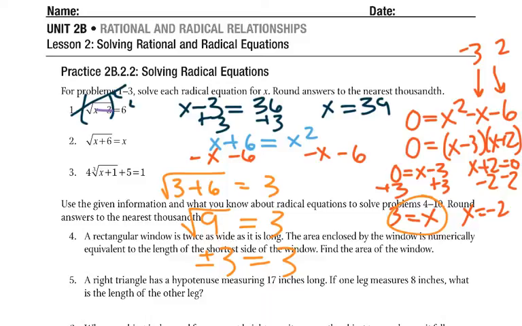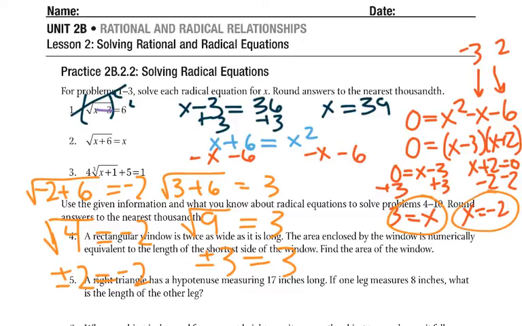Then we try it with negative 2. Negative 2 plus 6 equals negative 2. Negative 2 plus 6 is 4. Square root of 4 equals negative 2. Square root of 4 is positive or negative 2. So technically that one will work, because when you square root something, you could have the positive or the negative version of it. So yeah, that one would work as well.